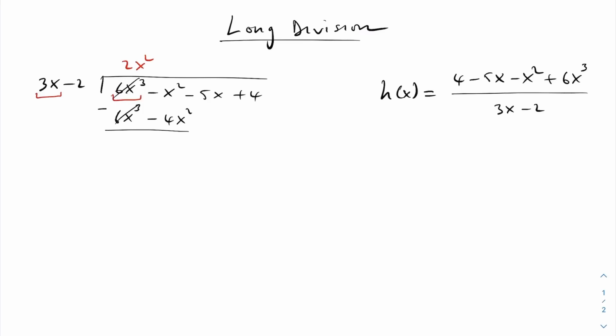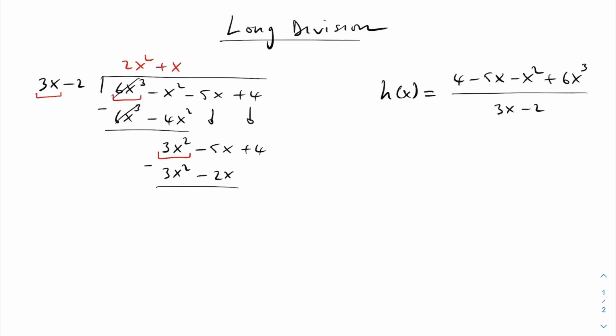And then we're going to have negative x squared minus negative 4x squared, which gives us 3x squared. And then we're going to bring down the other terms here, negative 5x and 4. Repeating the process here, the leading term here is 3x squared, and the leading term of the divisor is still 3x. Dividing these two is going to give us just x, and so we're going to have to multiply the x with the 3x minus 2. And that's going to give us 3x squared minus 2x.